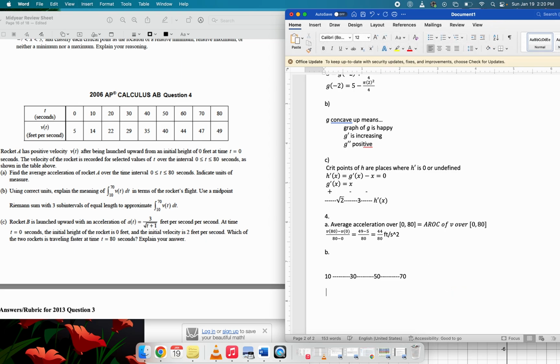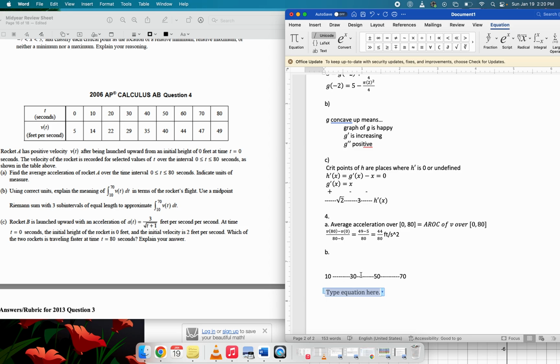All right, so let's think about this first rectangle going from 10 to 30. The width, of course, is 20. How tall is it? Well, it's the value of the function at the midpoint. The midpoint is 20. So what is the value at 20? It's 22. Second subinterval, the width is also 20.